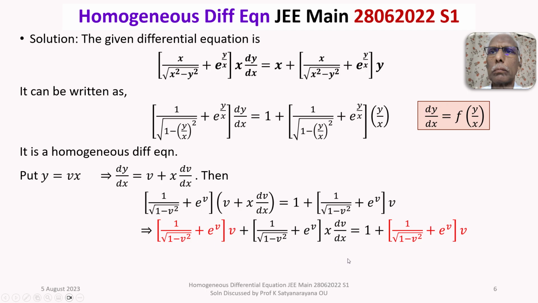Cancel throughout. Then you will get a differential equation: 1 by under the square root of 1 minus v square plus e to the power of v, bracket close, x dv by dx is equal to 1. So this is another differential equation we got. We will now solve this and substitute back v is equal to y by x. Then we will get the solution of the given differential equation.